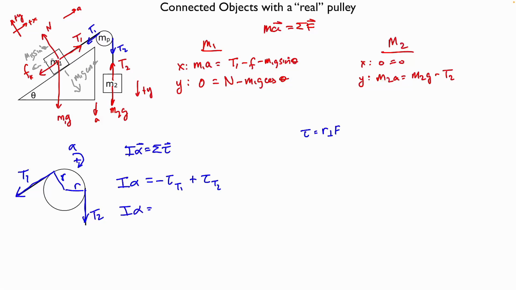So now I can come in here and write down, the negative sign just comes down from the line above, the torque from T1. Well, what's the distance to T1? R. And what's the force? It's T1. So there's the torque. Plus, what's the distance to T2? Also R. And what's the force? T2.